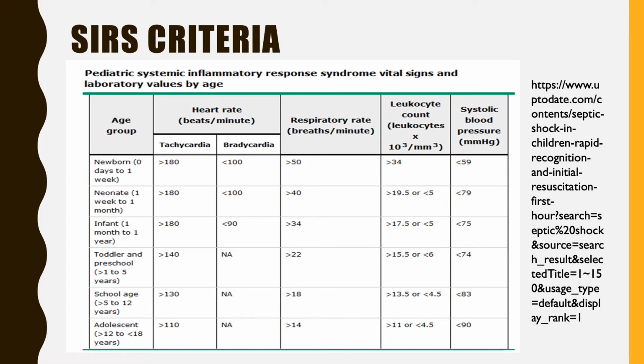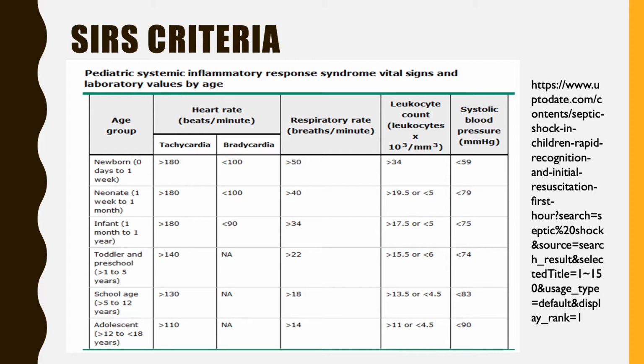So this slide is just to recap what exactly defines a systemic inflammatory response. Obviously in pediatrics it's a little bit different because you have to consider the different parameters for each age group. But basically we're looking at the heart rate, the respiratory rate, the leukocyte count, and the systolic blood pressure. We can classify it into those who are newborn, infants, toddlers, school age, and adolescents.